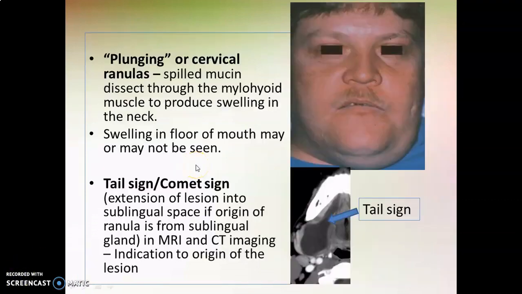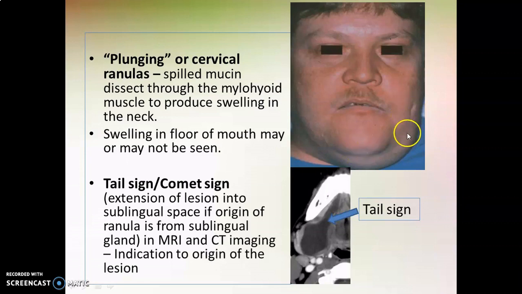Ranulas usually arise as a result of rupture of the sublingual gland duct and spillage of mucin into the surrounding connective tissue, which is usually above the mylohyoid muscle so as to produce a swelling in the floor of the mouth. There is a variant of ranula known as plunging or cervical ranula, in which case the mucin spilled dissects through the mylohyoid muscle and produces a swelling in the anterior portion of the neck, as you can see in this image. This is known as plunging or cervical ranula.